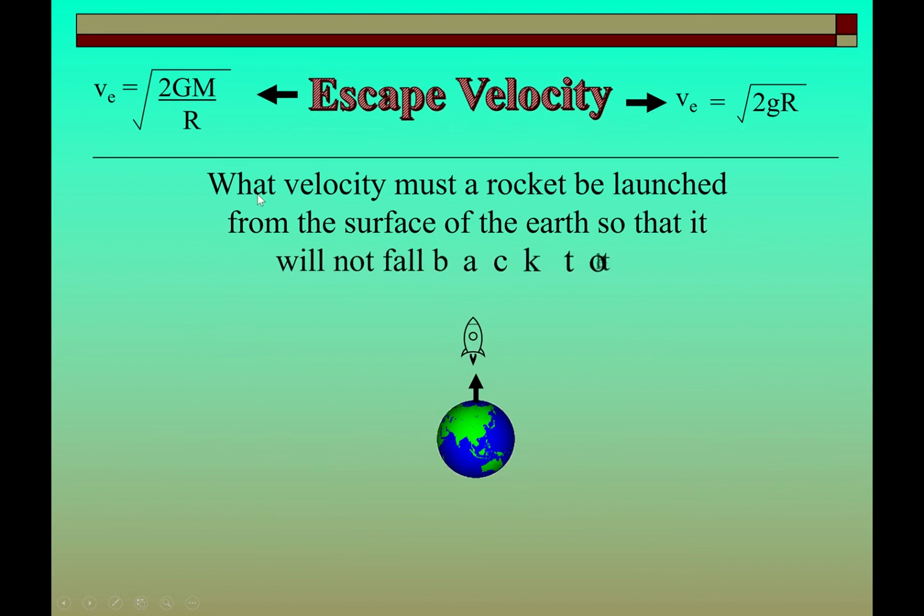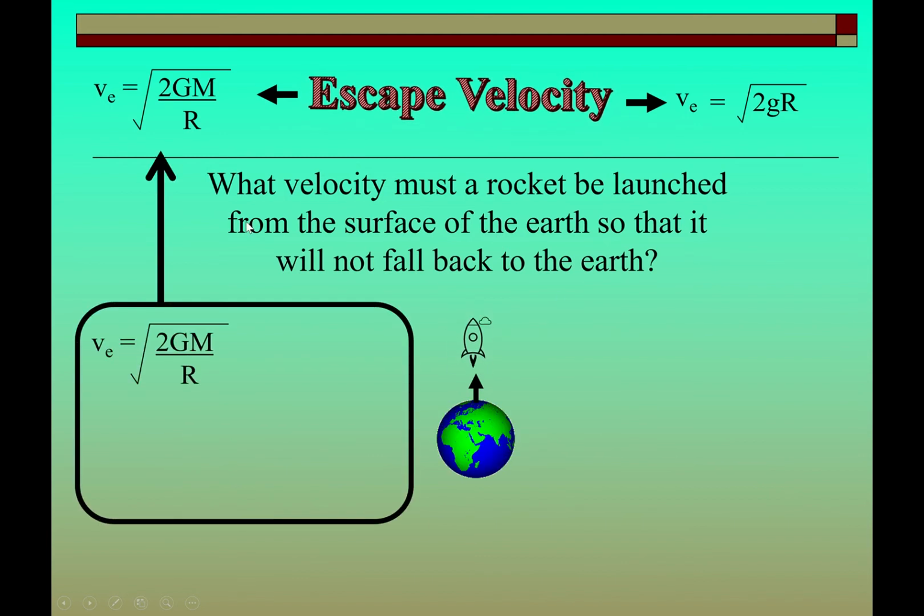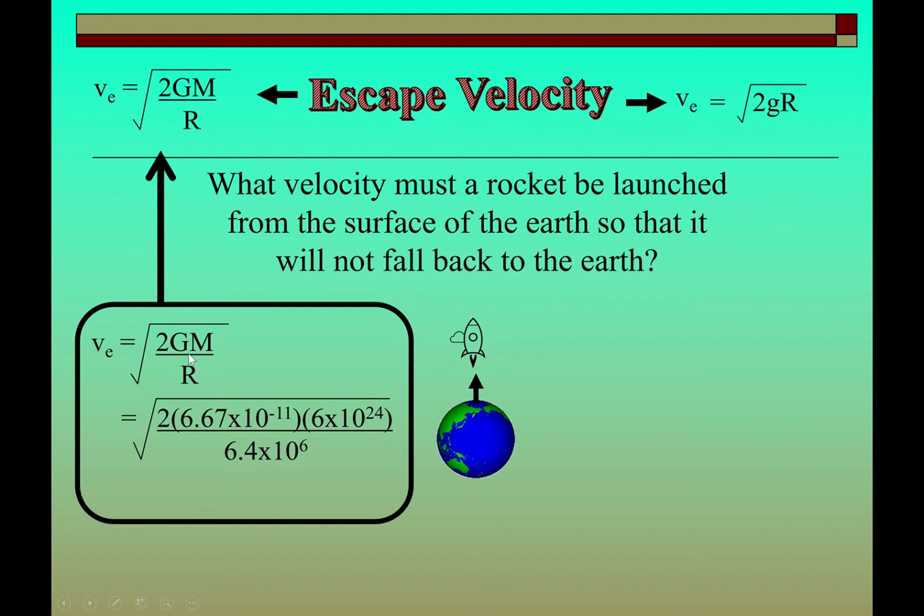Next, we are going to find the velocity for the rocket to be launched from the surface of the Earth so that it will not fall back to the Earth. If we use this equation, escape velocity equals the square root of 2GM per R. So we substitute the value of the gravitational constant, 6.67 times 10 to the power of negative 11, the mass of the Earth, 6 times 10 to the power of 24, and the radius of the Earth, 6.4 times 10 to the power of 6. So the answer we get is 11 kilometers per second.